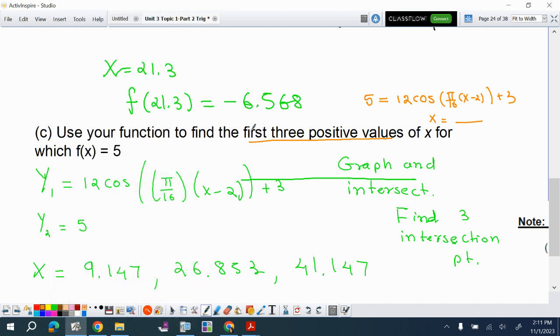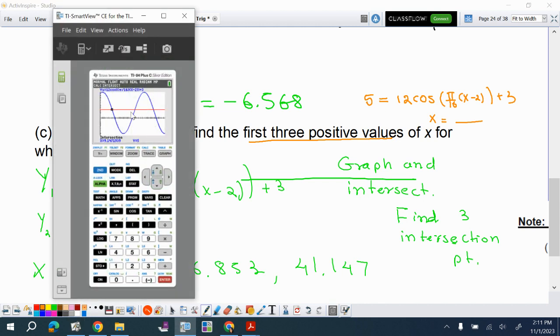9.147. And now I want you to find the other two intersections. Again, repeat the process, same. Second and trace, number 5. Go to the other intersection.